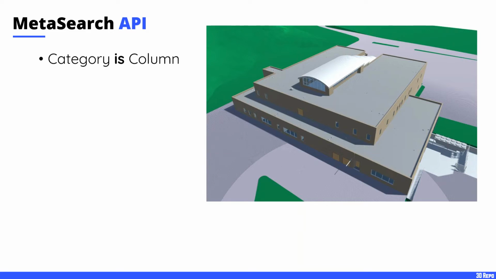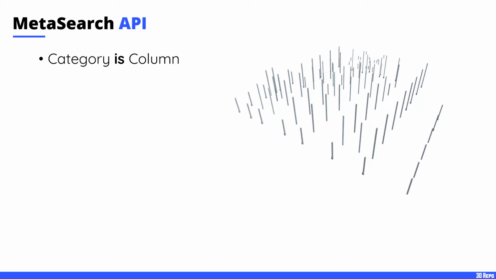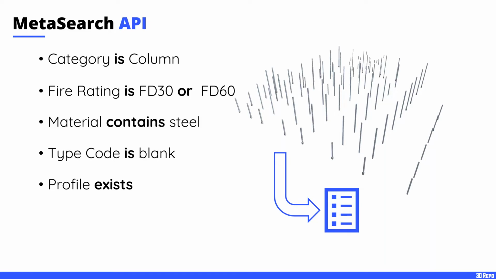So we've got this new search API, which means that if I took this model and I wanted to search, okay, show me any elements, return to me any elements where the category is column. That's going to filter my model and just give me all the columns. And then that's going to send that back to me as a list, complete, just a pure data list. So I'm not seeing any visuals, just getting a list saying, okay, here's all the elements you've got that are columns. And we can extend that to say, okay, show me all the elements in this model that have a fire rating FD30 or FD60.